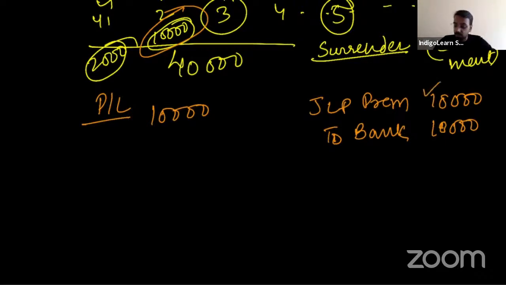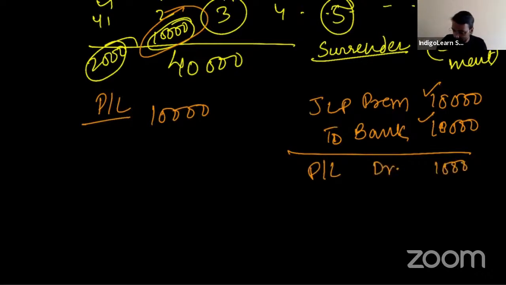Joint life policy premium 10,000 to bank 10,000. This is the first entry. Then what will be the next entry? You will transfer this to P&L. P&L debit 10,000 to bank 10,000, right? Now, when you do this, what happens?